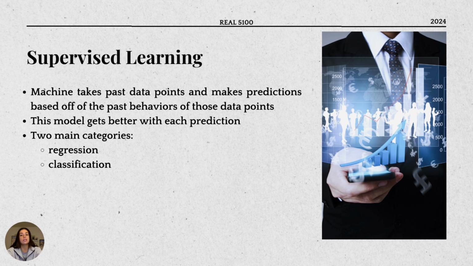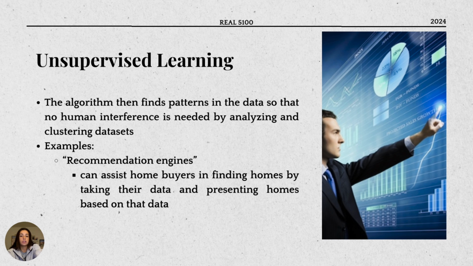We've got 2 main categories of this, which is regression and classification. And a good example of supervised learning would be credit scores. All right, then we've got unsupervised learning. With this, the algorithm finds patterns in the data so that, in theory, no human interference is required, and it does this by analyzing and clustering data sets. An example of this would be recommendation engines. Basically, it segments your market by taking the buyer's data points and finding homes best tailored to their interests.